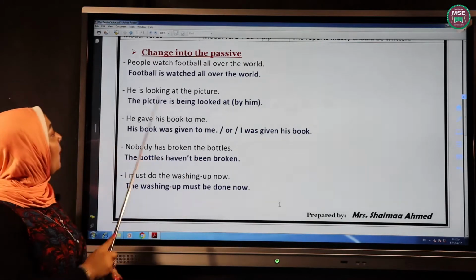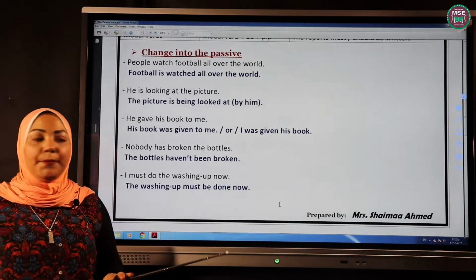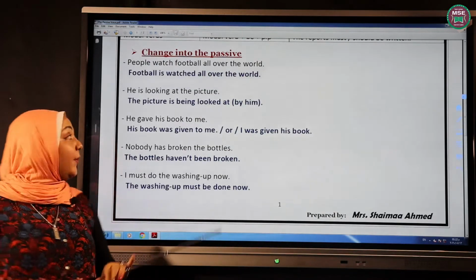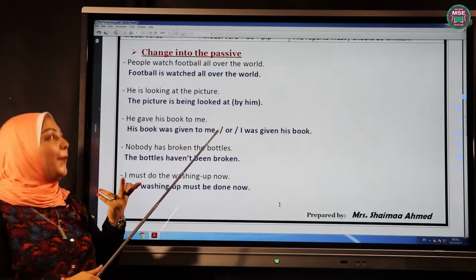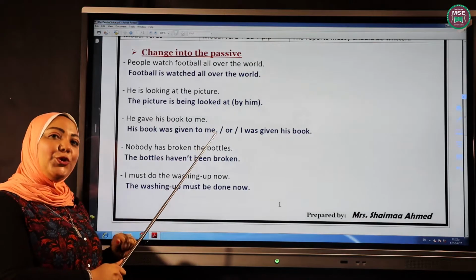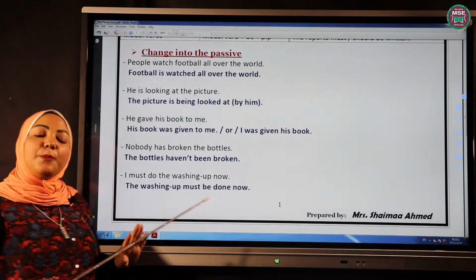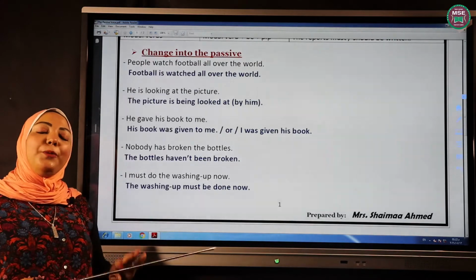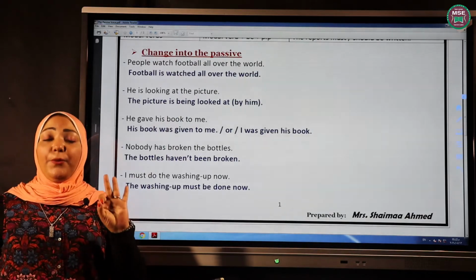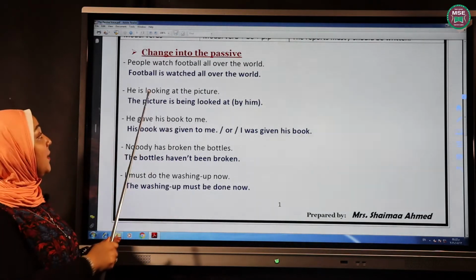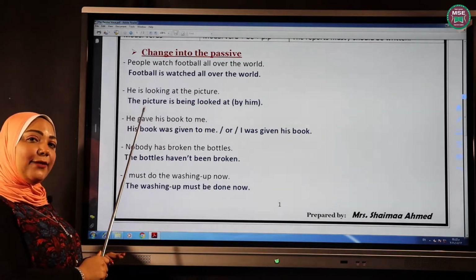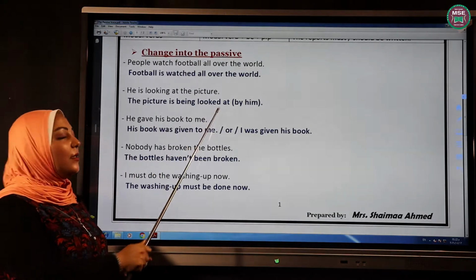The second example. He is looking at the picture. Okay, what is the object of this sentence in order to start the first step? He is looking at the picture. So this is the object, okay? The picture, then step number 2, verb to be in the tense. Here is looking, this is present continuous. So we need verb to be in the present continuous form, which is being. Then, step number 3, the past participle of the verb look. It's looked. Okay, so the sentence in the passive voice, the picture is being looked at by him.